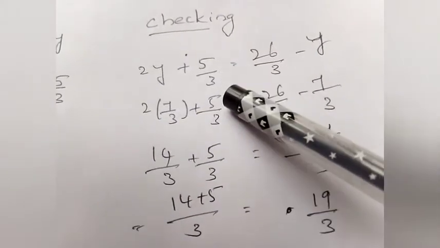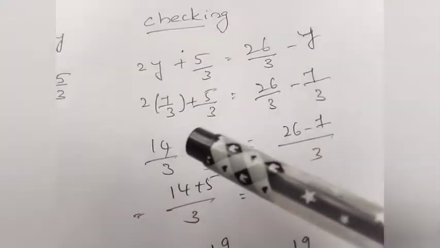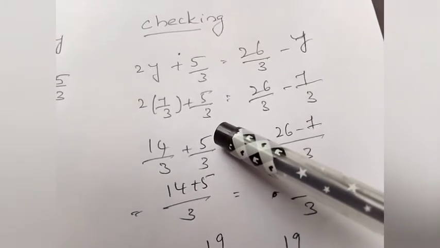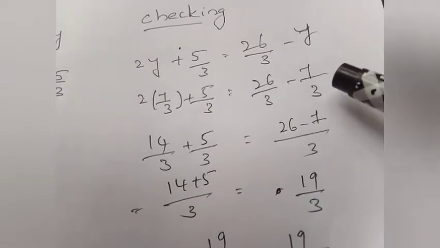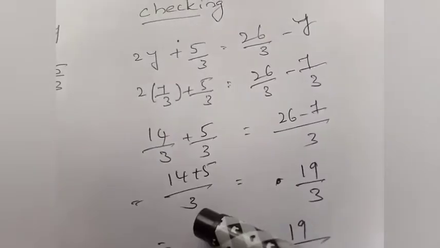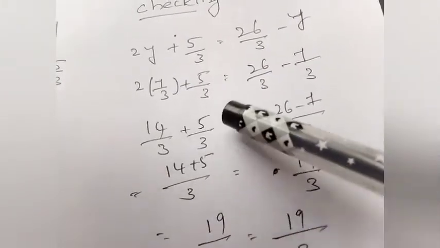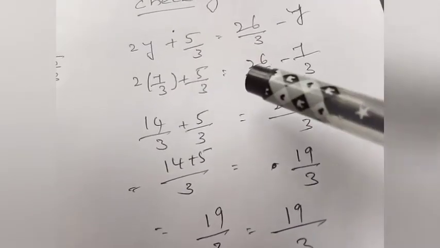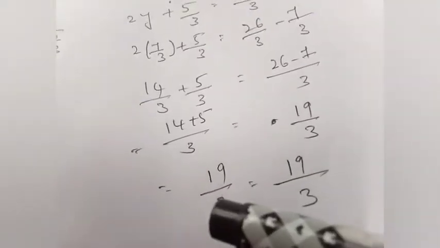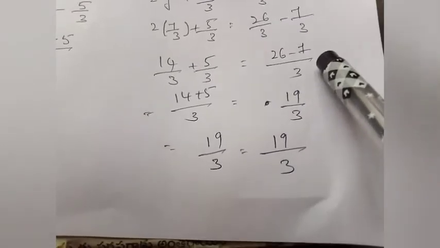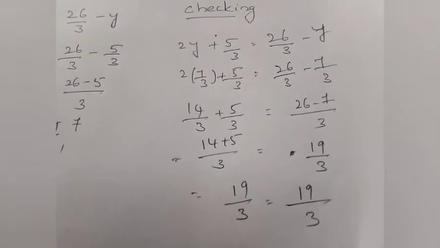Substituting here, this is the checking process. 2y plus 5 by 3 is equal to 26 by 3 minus y. Instead of y, I am writing 7 by 3. So 2 into 7 by 3 plus 5 by 3 is equal to 26 by 3 minus 7 by 3. 2 sevens are 14 by 3 plus 5 by 3. This side 3 is the denominator, and on this side the same denominators. So coming to one fraction, 3, here the numerator is 26 minus 7. 14 plus 5 is equal to 19 by 3, and 26 minus 7 is equal to 19 by 3. So these two are equal.